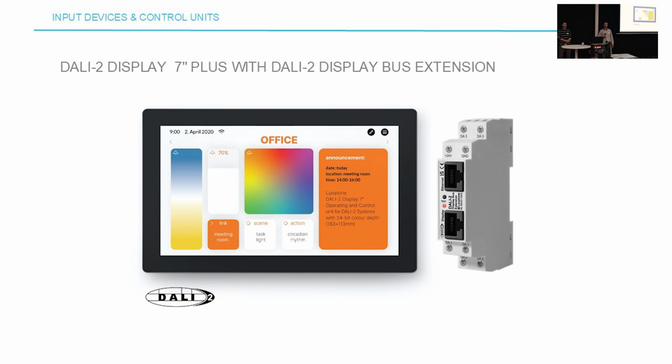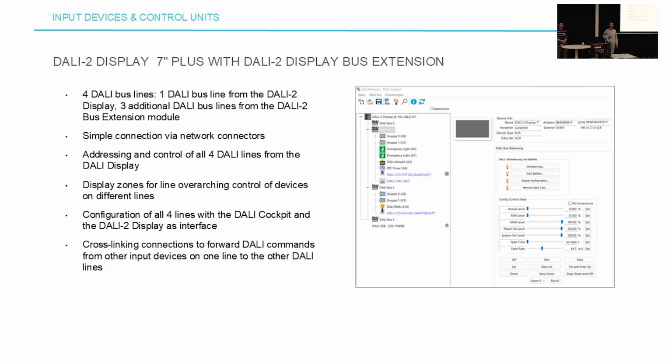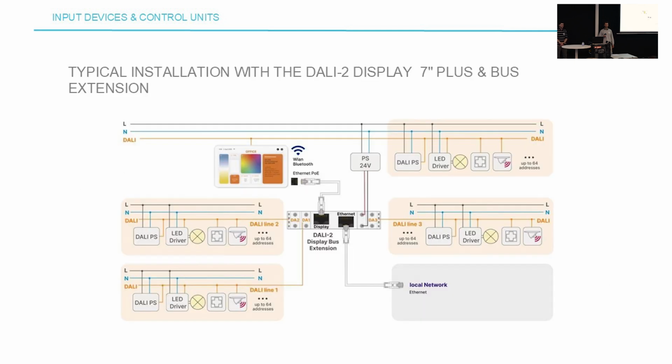If the one full DALI line on the device isn't enough, you got the option to add a bus extension. The DALI bus extension adds 3 more buses to the DALI system and is fully configurable via the display or the DALI cockpit. With the cockpit, you again connect to it with Wi-Fi, and it's rather simple to install. You just use a Power over Ethernet cable to connect it to the Display 7. You need extra PS for each line, but it has multiple features like cross-line functions, so each of the sensors you can see or the button switches can control lights on every other DALI line.